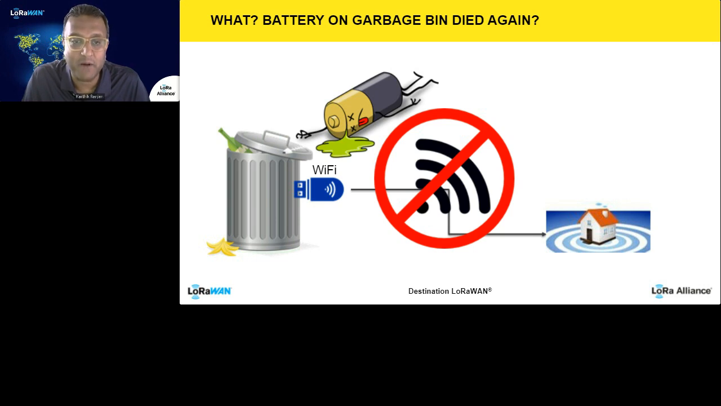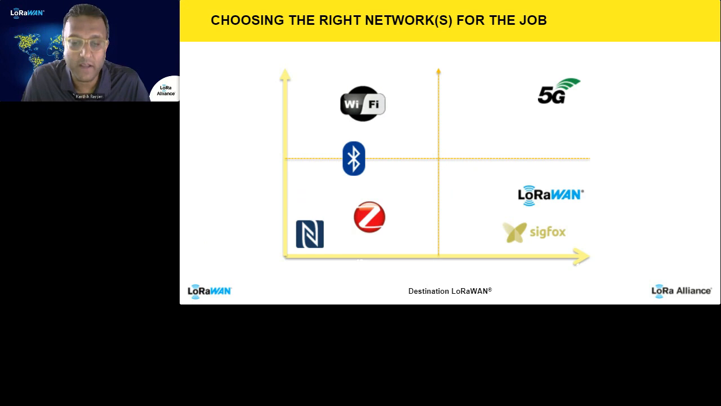Wi-Fi is a high-power network and isn't well suited for something that has to last months or even years on a single battery. So when you're deploying an IoT network, it's always important to think about what is the right network for the job. Here on the x-axis, we have distance, and on the y-axis, we have bandwidth. Let's start with Wi-Fi. Wi-Fi is a great network for my laptop, for my streaming devices, for my computers, for any device at home which is high bandwidth and within a short range.